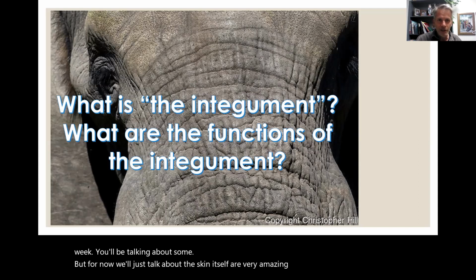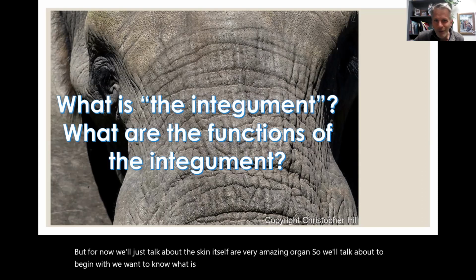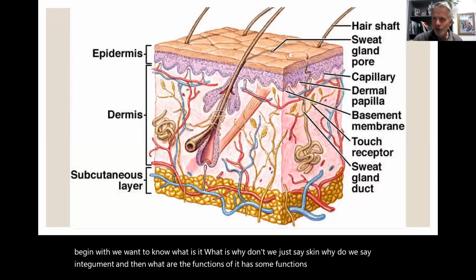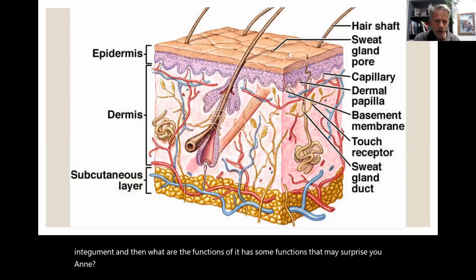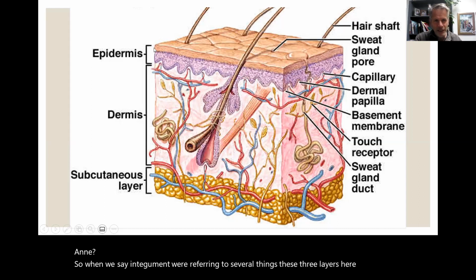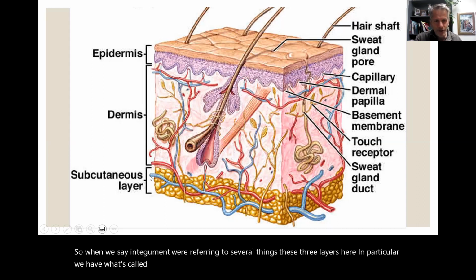So we'll talk about, just to begin with, we want to know, well, what is it? Why don't we just say skin? Why do we say integument? And then what are the functions of it? It has some functions that may surprise you. And so when we say integument, we're referring to several things. These three layers here in particular. We have what's called the epidermis, the dermis, and then the subcutaneous.